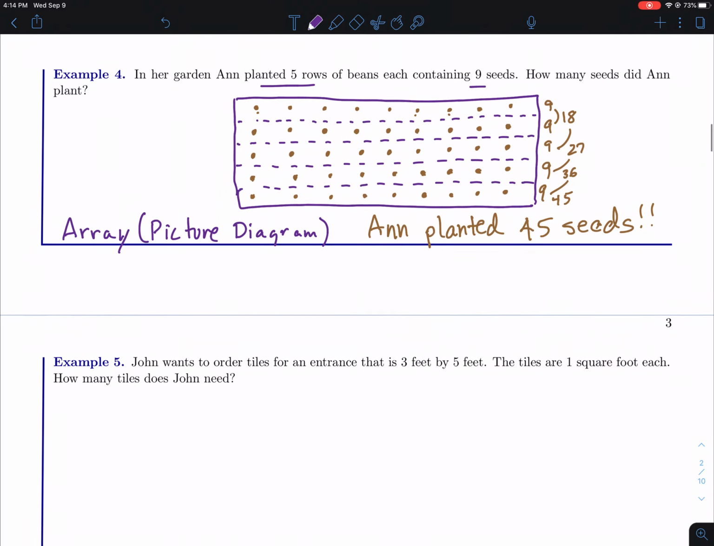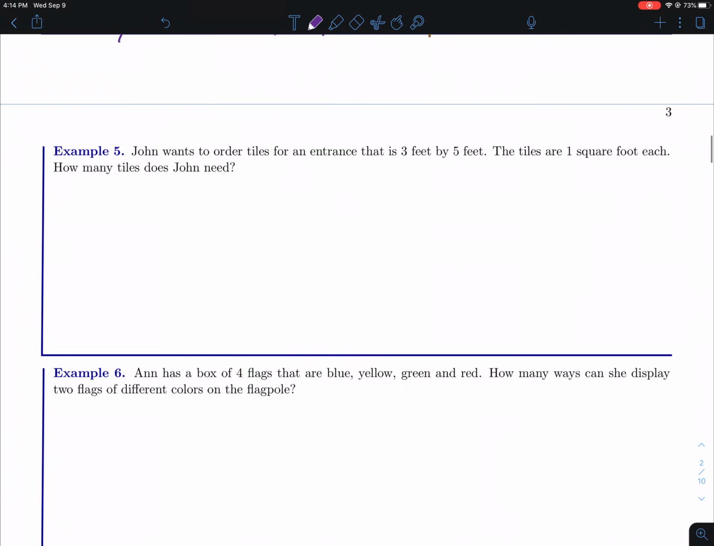So let me change colors here. Let's look at example 5. John wants to order tiles for an entrance that is 3 feet by 5 feet. The tiles are 1 square foot each. How many tiles does John need?